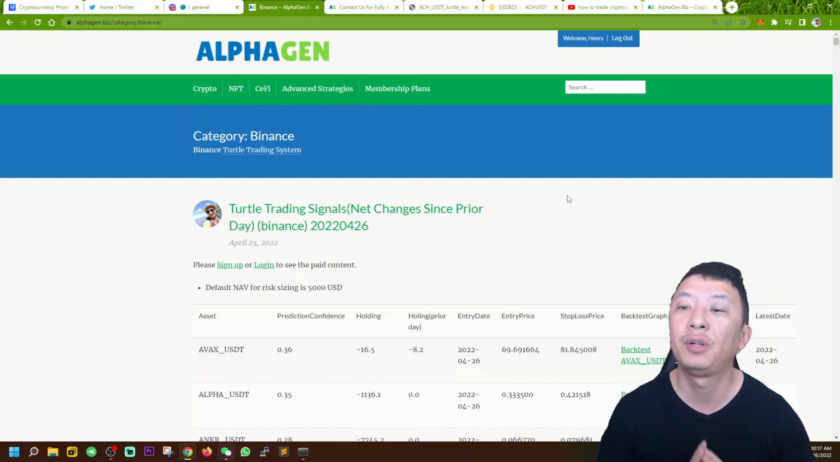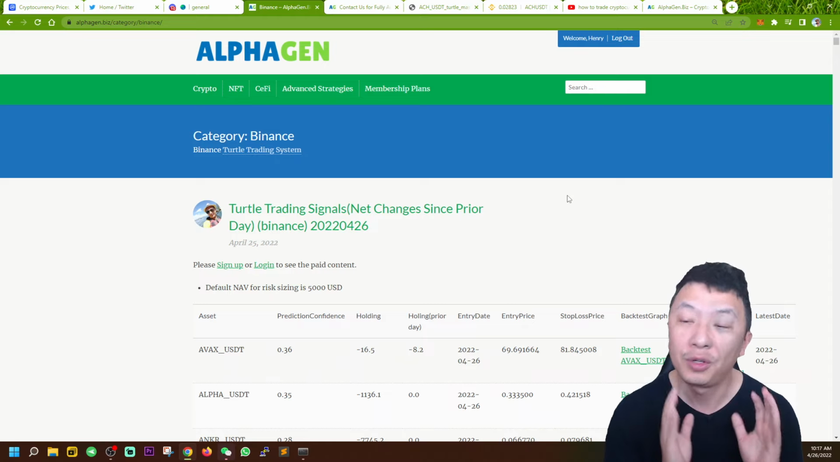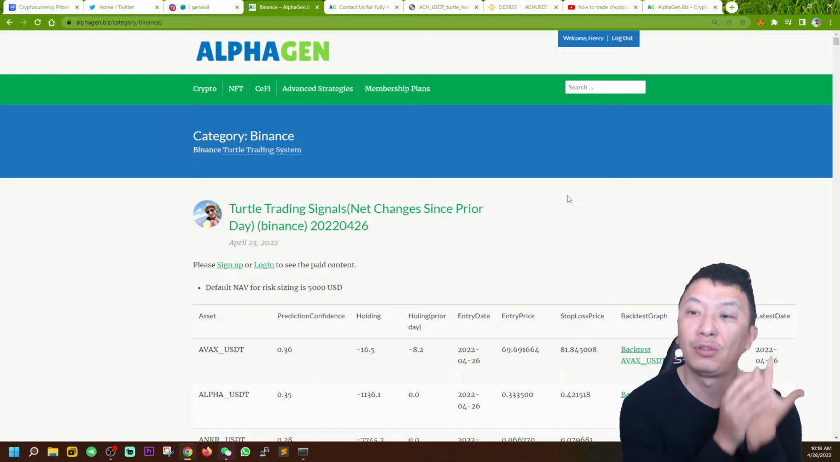And this is actually how most of the trading communities, like institutional level, trade their portfolios and their positions. And this is the right way I suggest you to trade.